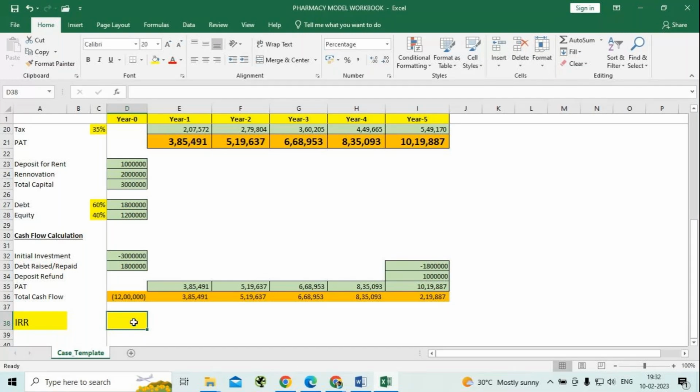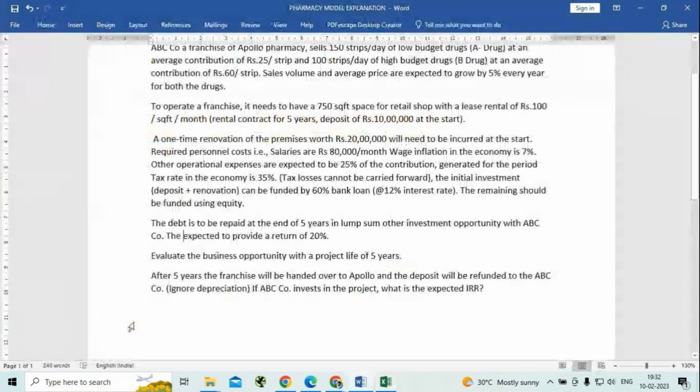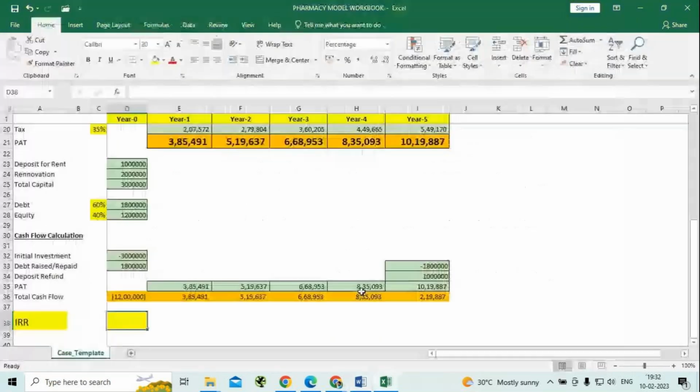So internal rate of return means the return on investment that you can expect from all these activities. So here in the problem, the expected return on investment given is 20%. Okay. So if it is going to give 20% or more, then it is advisable to take this franchisee. If it is giving less than that, then it is not advisable. Okay. So let us see.